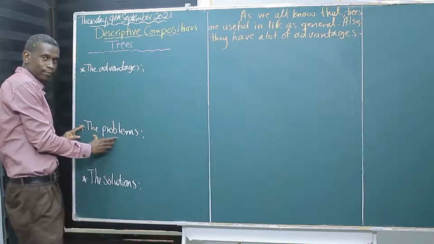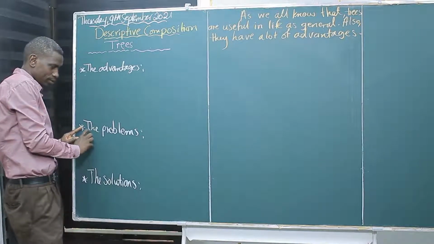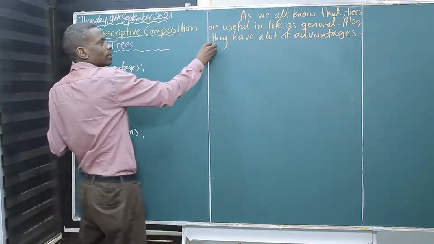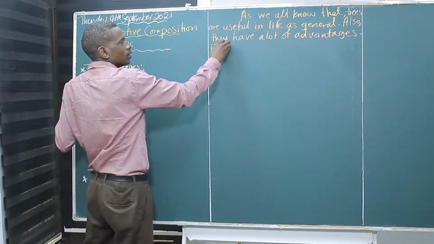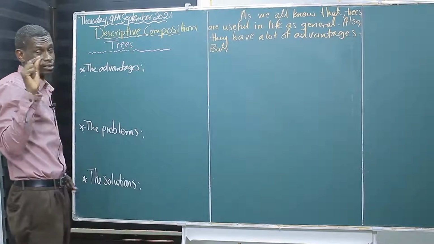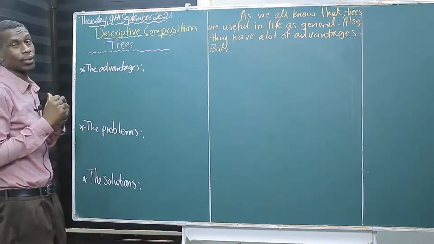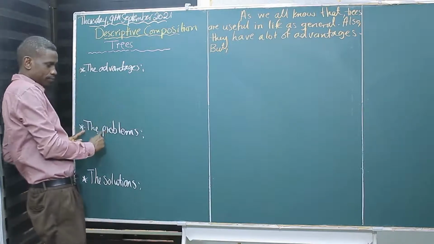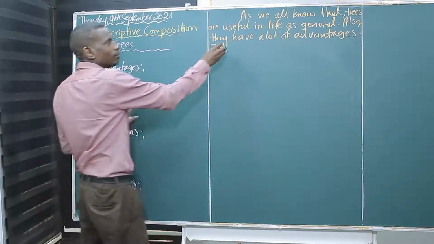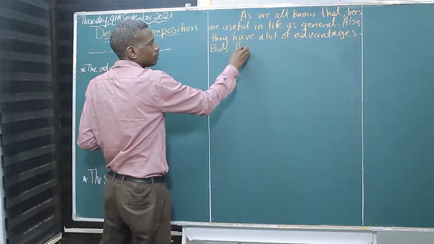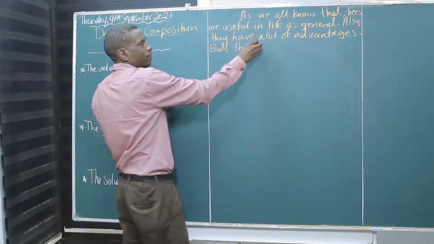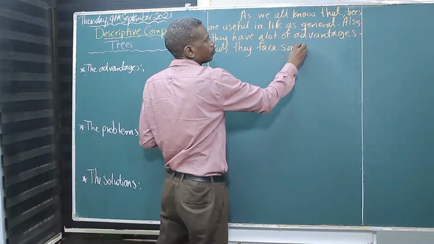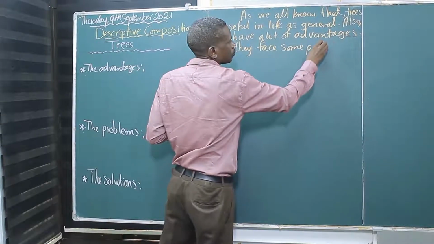Then I have to tell everybody that these trees face some problems. So the keyword is but. But is the keyword, and it tells everybody that there is something quite different. Trees have a lot of advantages, but they, subject, face, verb, some problems.